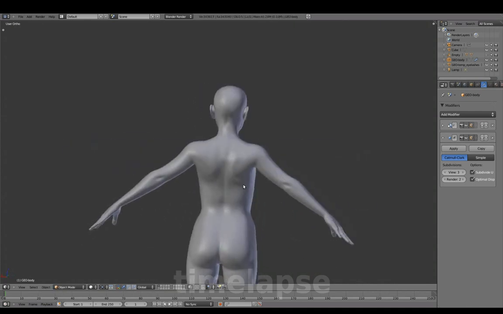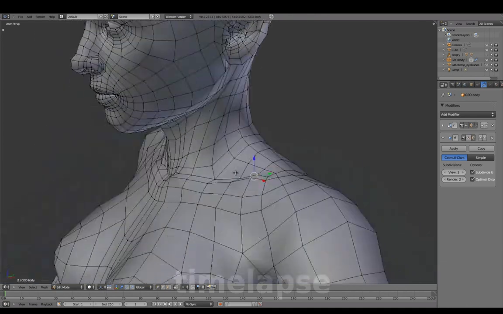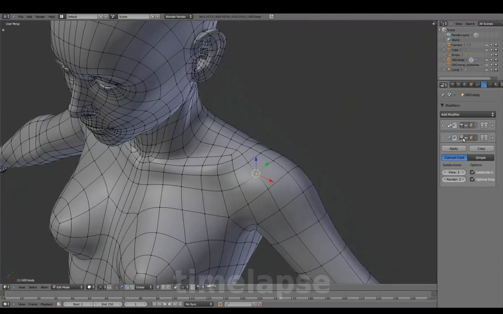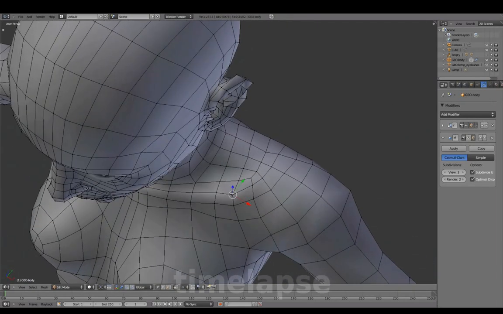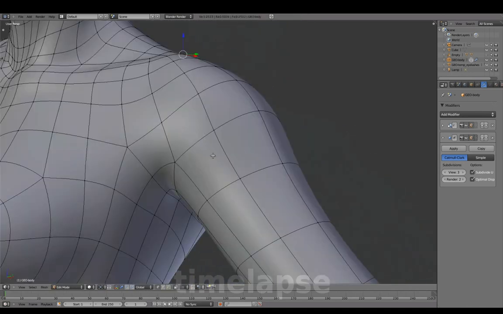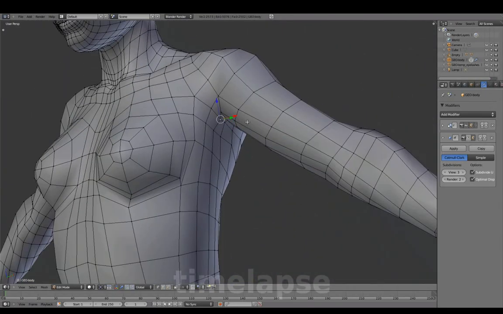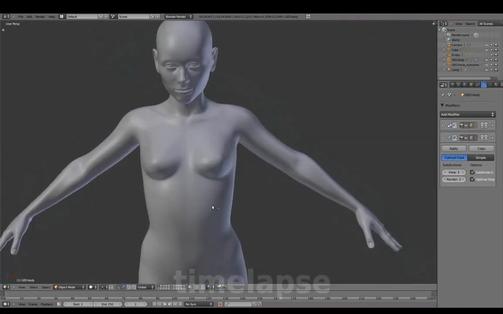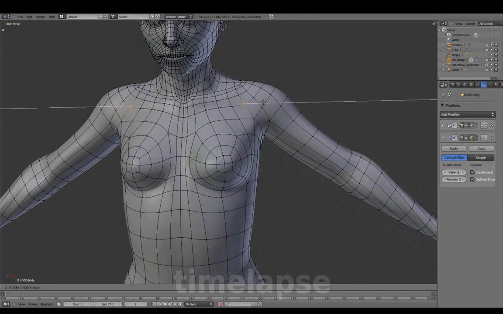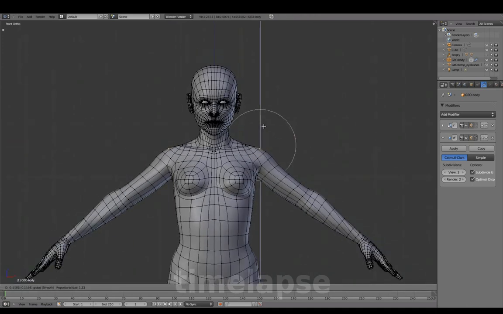Using the object mode undo and redo from original T-pose to 45 degrees. Adjusting the silhouette of the shoulders.